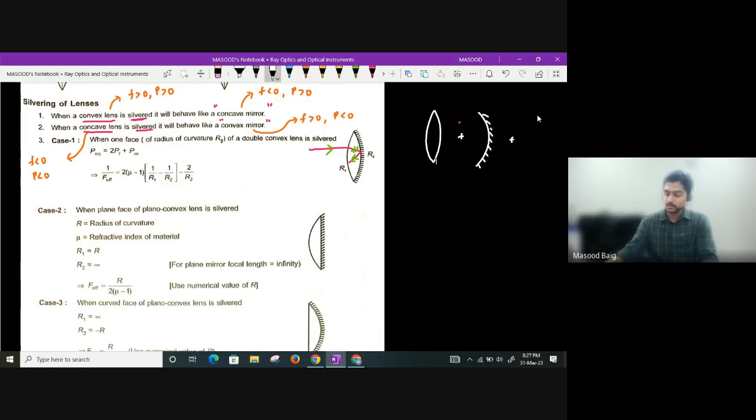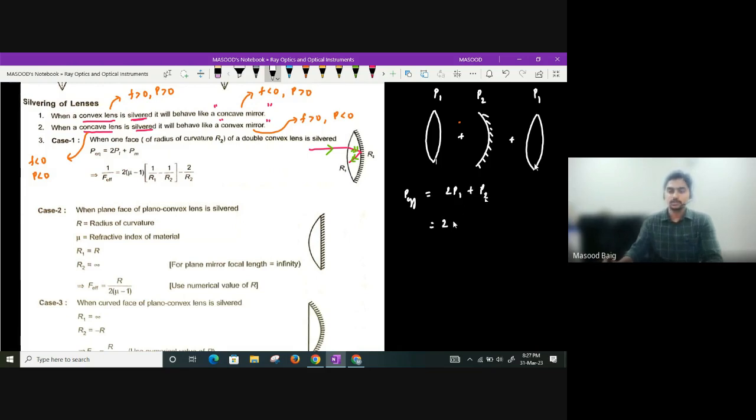Then again it will undergo refraction using a convex lens. So whenever silvering of lens questions are there, we are going to make use of the effective power method, guys. Let us say for the lens power is P1, for the mirror it is P2, for the lens again it is P1. So what is the effective power here? You will get it as 2P1 plus P2.